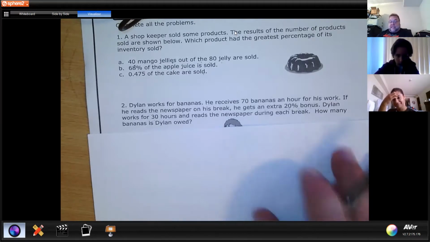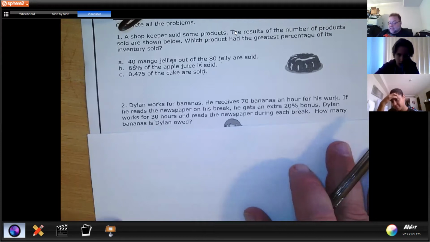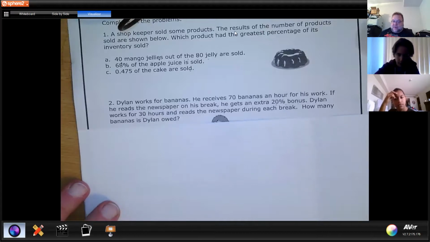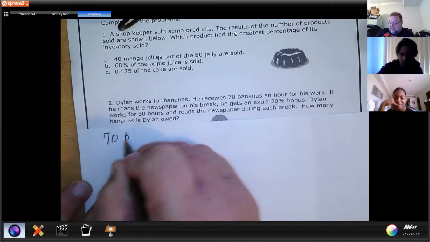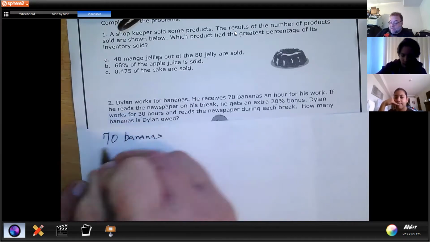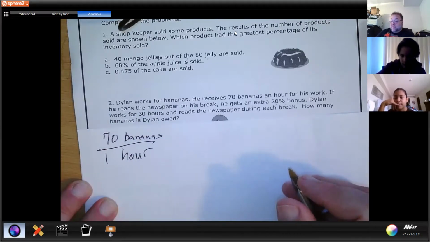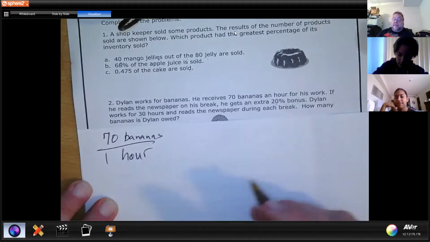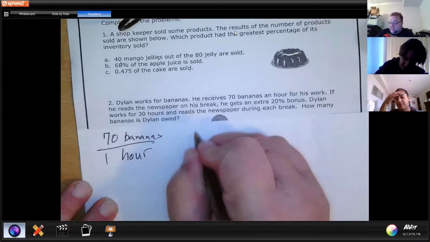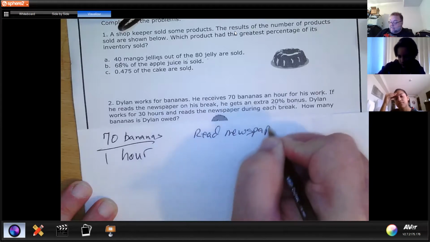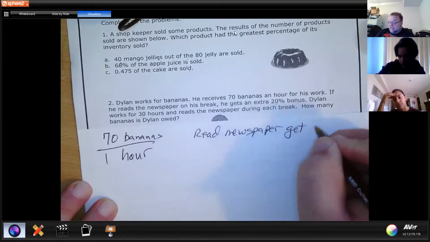So now I'm going to read it a second time, and I'm going to take it at a slower pace, and I'm going to take some notes because there's a lot of information in this one, and I want to make sure I don't screw it up. So Dylan works for bananas. He receives 70 bananas per 1 hour, right? And that's his unit rate of getting paid, right? Remember our unit rates we worked on before? If he reads the newspaper, so it says here, read newspaper, get plus 20%.